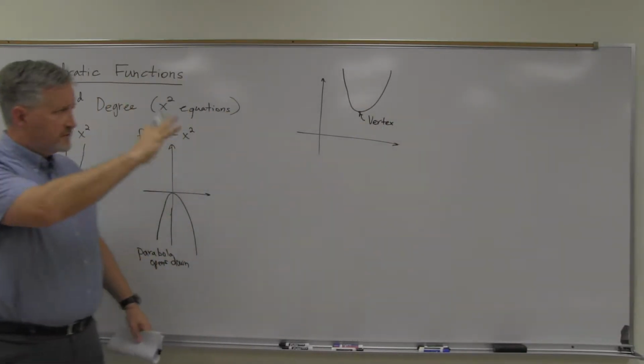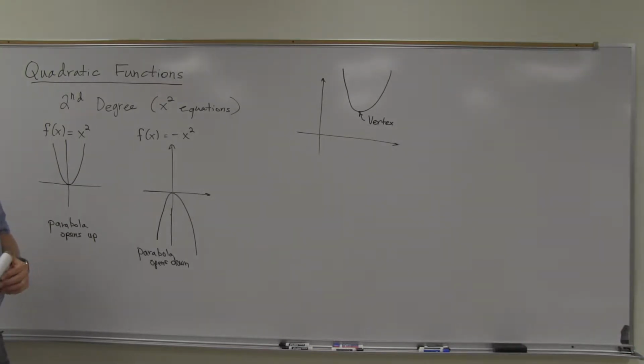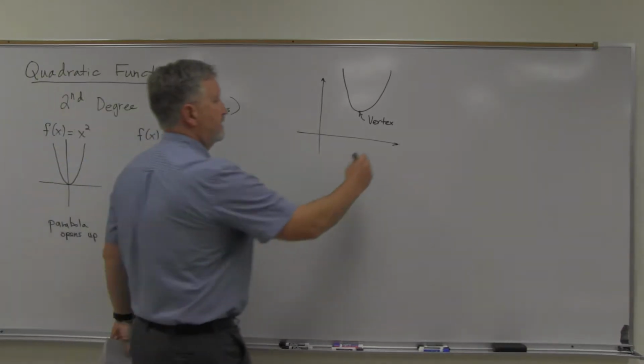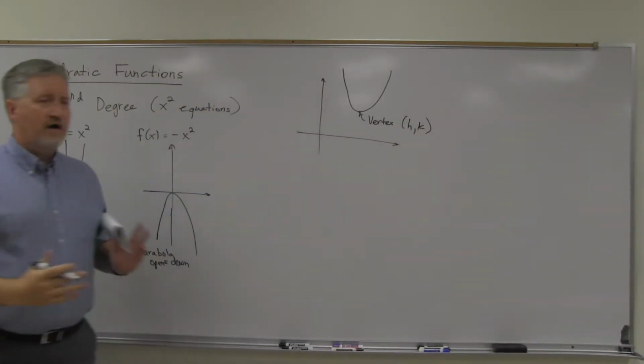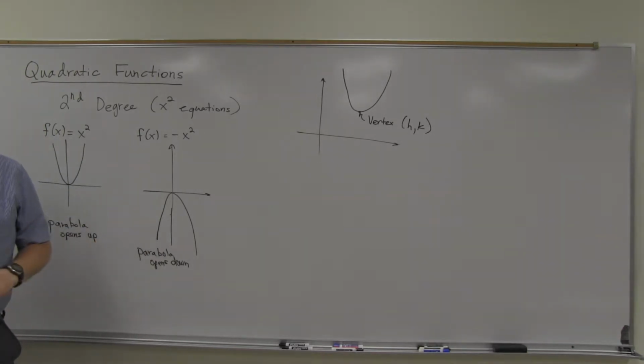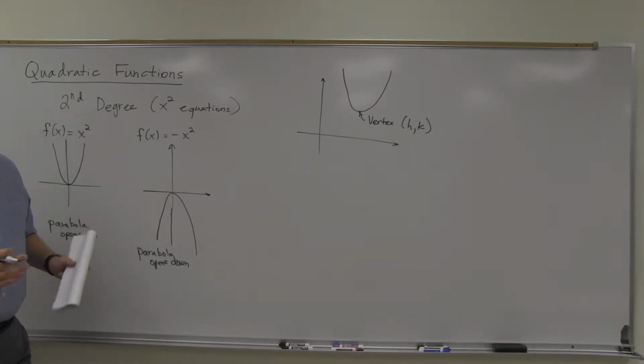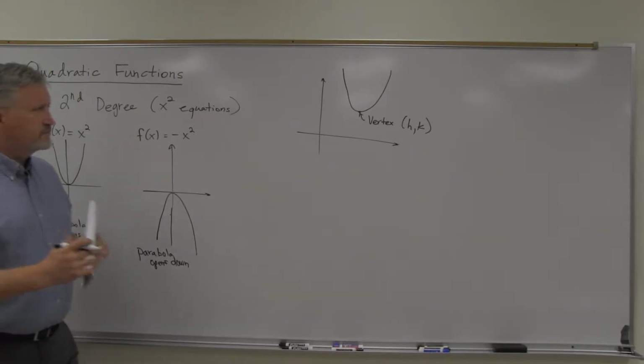And so this one's shifted over into the first quadrant. The vertex is a point, and so they give it a name in general. They call it h comma k. And so h comma k will be the designation for our vertex. All right. And so there's one other point to make here.